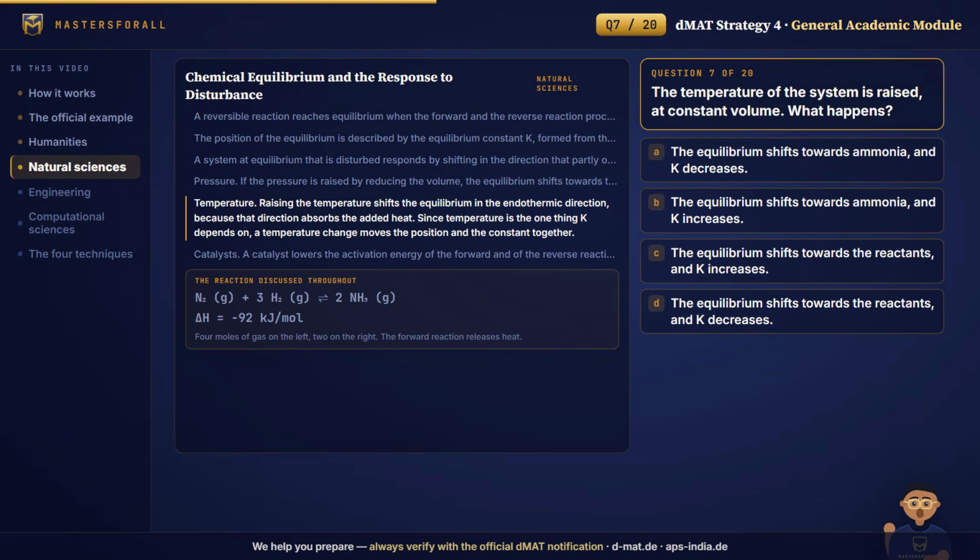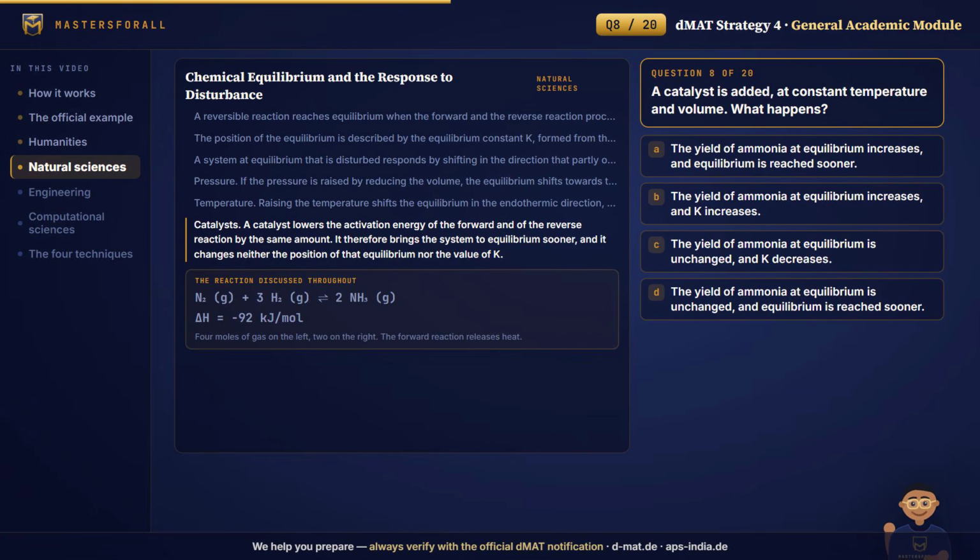Split it again, but notice first that this time the halves are not independent. Paragraph 5 said so outright. A temperature change moves the position and the constant together. So settle the direction and the constant follows for free. Forward is exothermic, that was the minus sign, so the endothermic direction is backwards. Heating shifts it towards the reactants. Less ammonia means a smaller K, and the halves agree. Option D. That is the refinement worth keeping. When the halves are linked, the one you are sure of hands you the other.